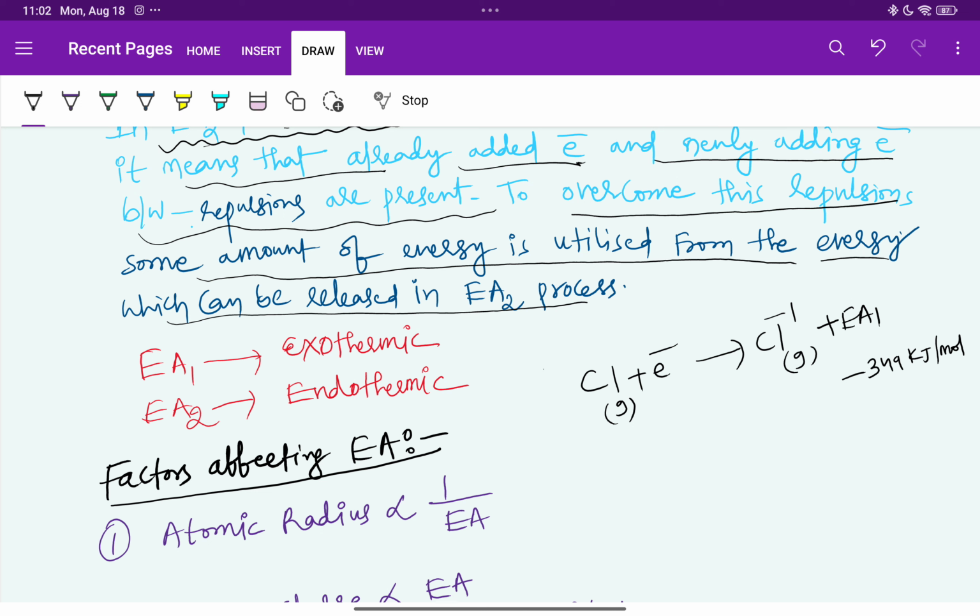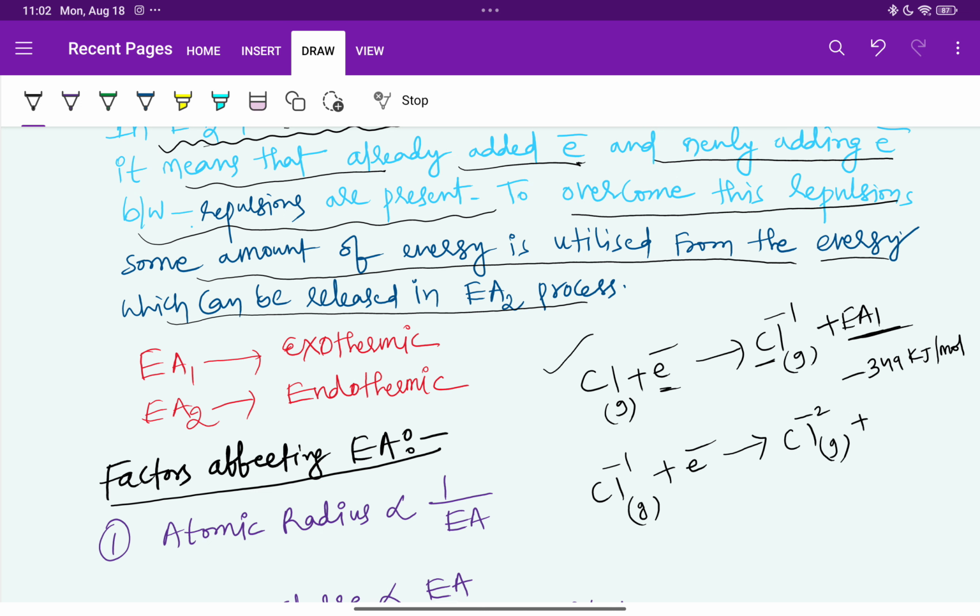It is a very clear process. Cl, a neutral gaseous atom, easily takes an electron and converts into Cl minus 1. This is EA1, the first electron affinity process. If you want to add one more electron, that is nothing but EA2, the second electron affinity process, then you need to take Cl minus 1, the uni-negative ion, and add an electron; then hardly will it become Cl minus 2.